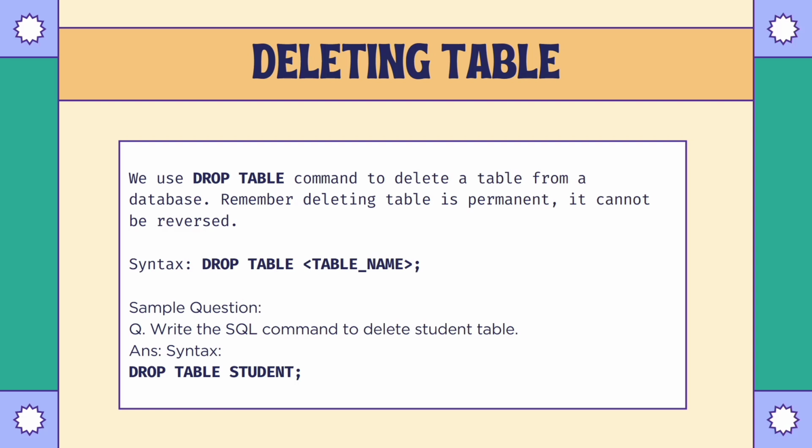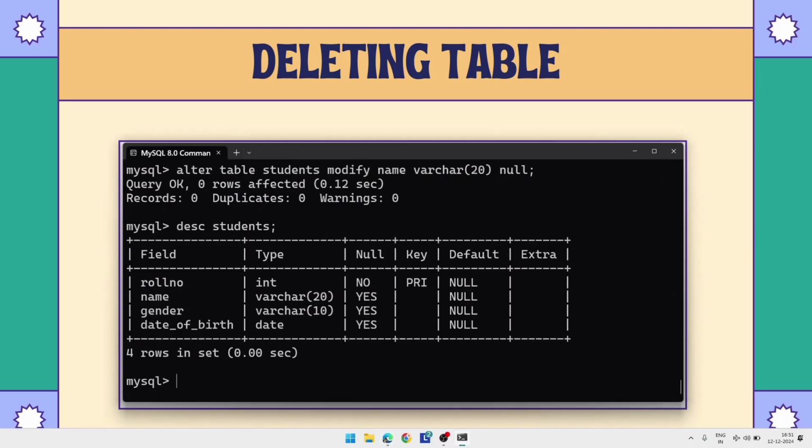To delete a table we use the drop table command. The syntax is drop table, then the name of the table. A question can be, write the SQL command to delete a table. So we will write it this way, drop table, then whatever the name of the table is. Let us delete this table. And remember, deleting a table is permanent, you will not get it back. So before deleting anything, first make sure that you have a proper database or that the information is not important.